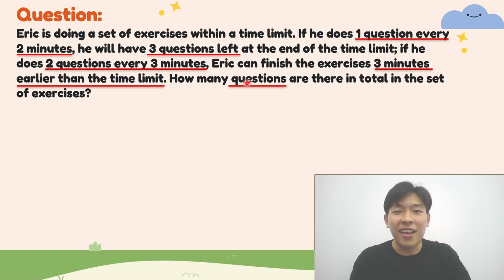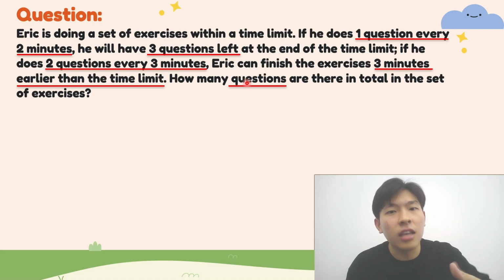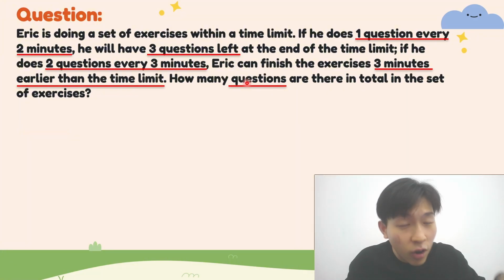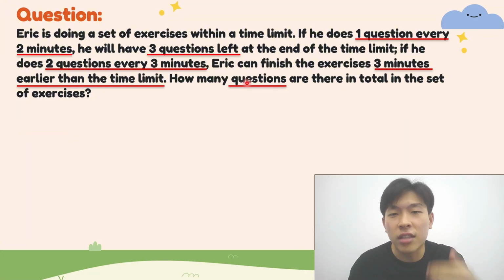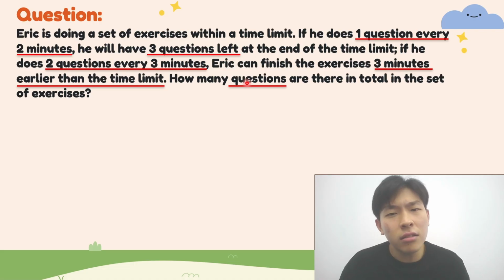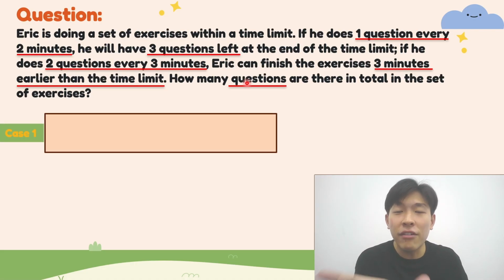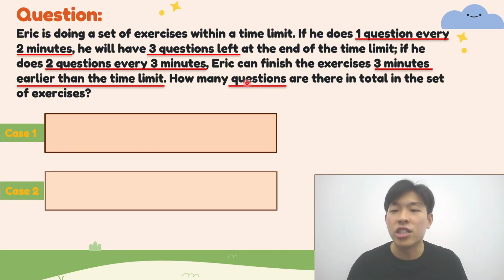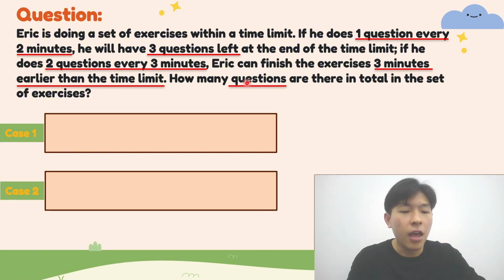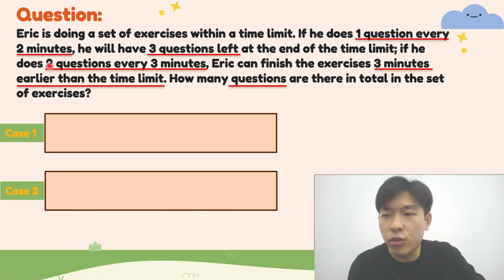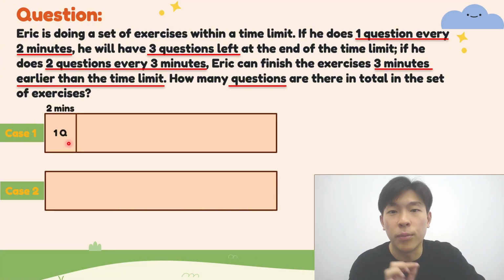Okay? Then, one thing that we need to understand is that for the whole set of exercises, when Eric is doing, the time limit, does it change for both cases? No, it doesn't. So it's the same. So we can use a big rectangle here to show the time limit, and the same for case 2. Both of them are the same. Then for case 1, 1 question every 2 minutes. So let's have 2 minutes here. Then for every 2 minutes, 1 question. So this is 1 time period of 2 minutes.